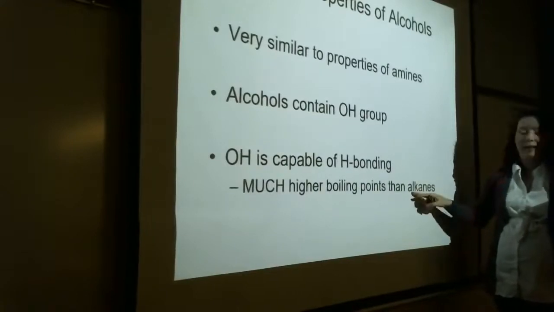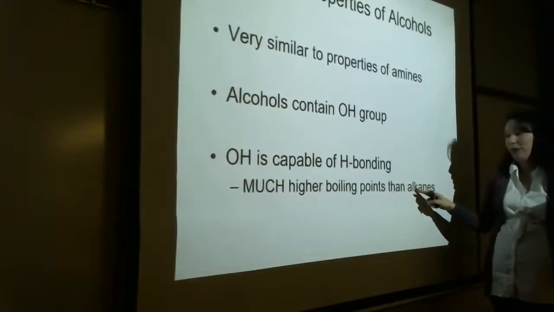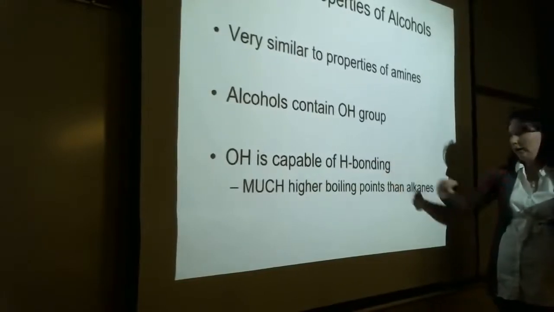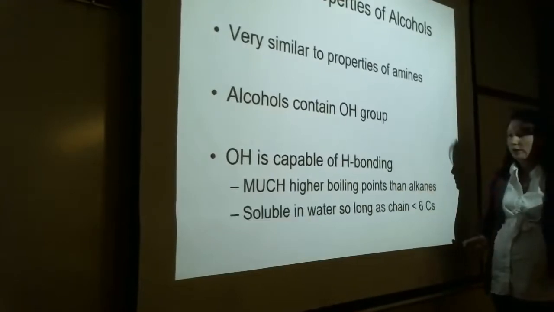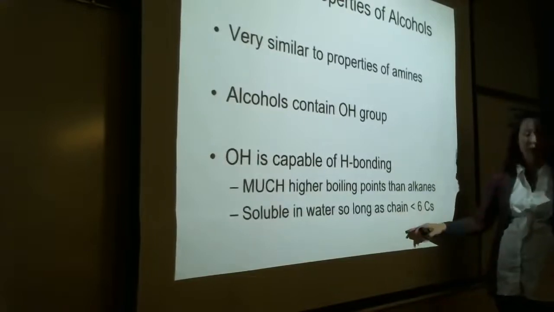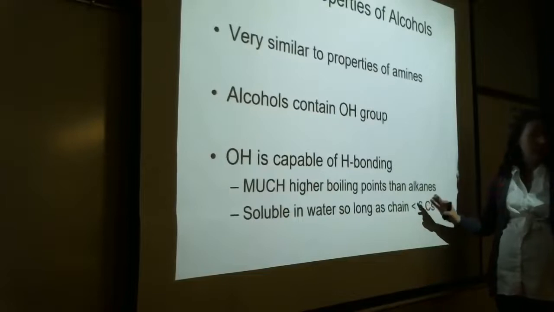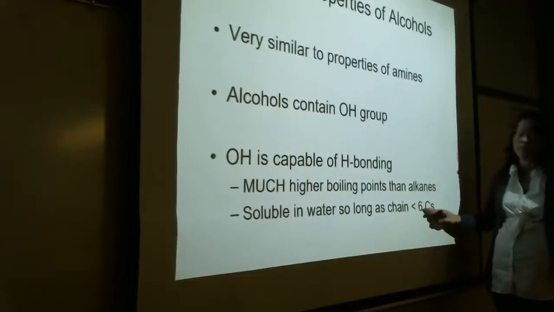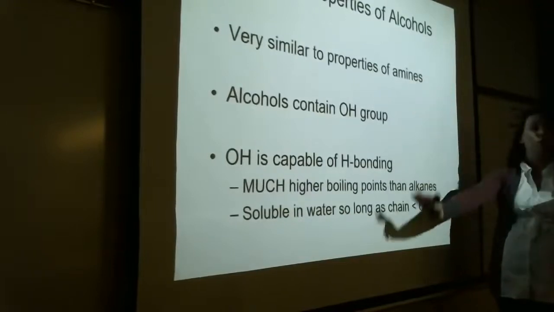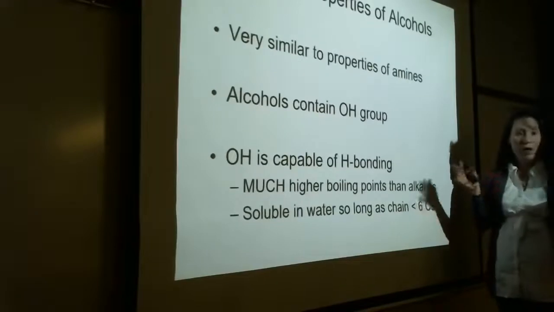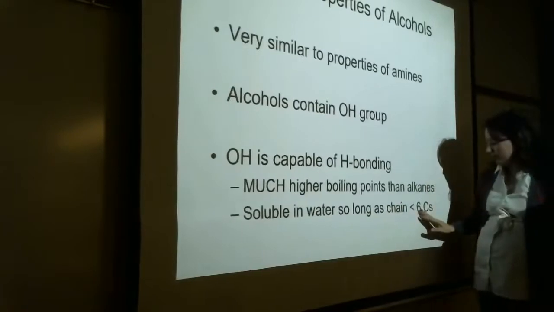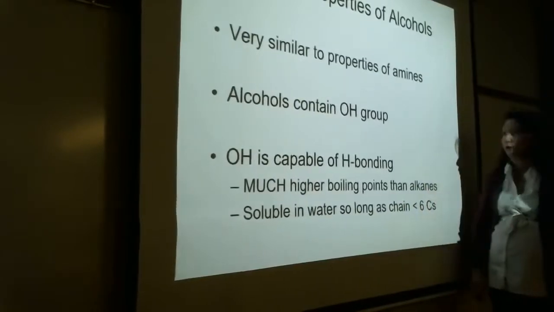So in other words, we're going to have a much, much higher boiling point for an alcohol than, say, an alkane, because this has hydrogen bonding, whereas an alkane doesn't. It's just got London forces. And also, they're going to be soluble in water so long as the chain is 6 carbons or less. That's kind of the magic number, just like with amines. Remember, if the chain gets too long, then the effect of the nonpolar region overrides the effect of the hydrogen bonding. So that's why around 6 carbons, the solubility just falls off the cliff.